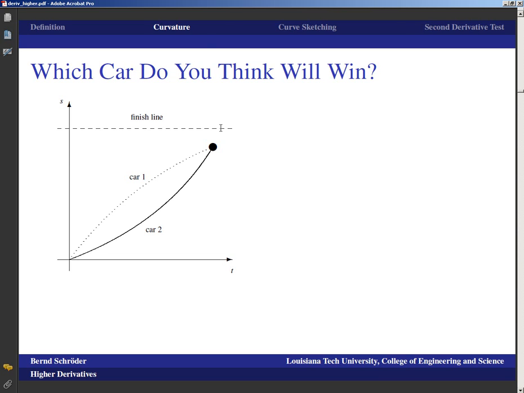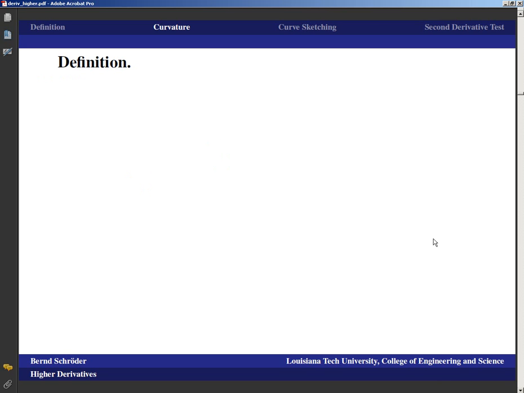Again, calculus is in the business of analyzing data, and then we can take some common sense to try to use that data to predict the future. But of course, there are all sorts of things that could still happen to these cars between here and the finish line. It's just based on the data that is available up to this point. Car 2 is probably the better prediction here as the winner.